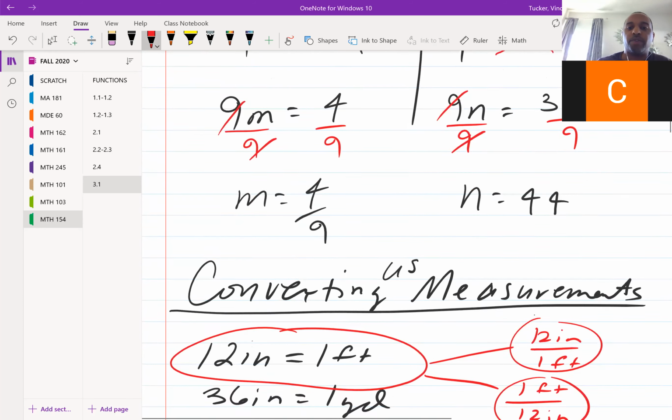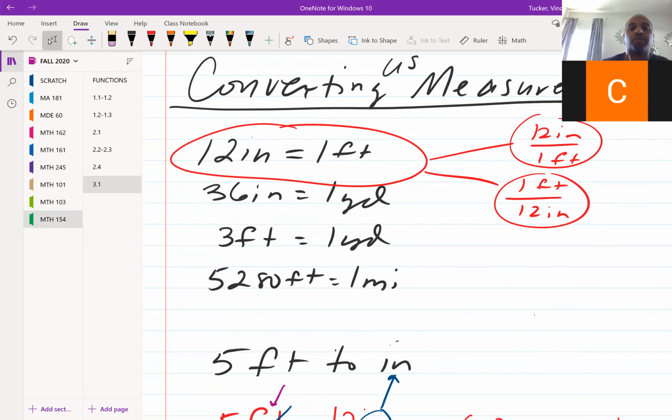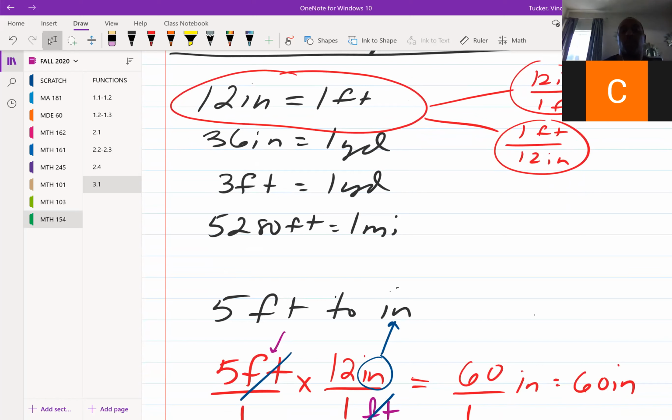All right, so let's look at converting US measurements. Just starting off with the first few of them, they're going to be the same. If you don't have your book or access to your notes, 12 inches is always equal to 1 foot. You can ask Siri, Alexa, Google, anybody. They all are going to be the same. 36 inches equal 1 yard, 3 feet equal 1 yard, 5,280 feet equal 1 mile.